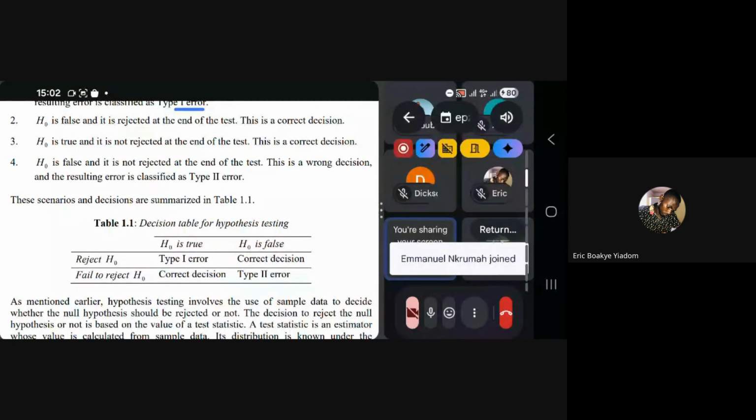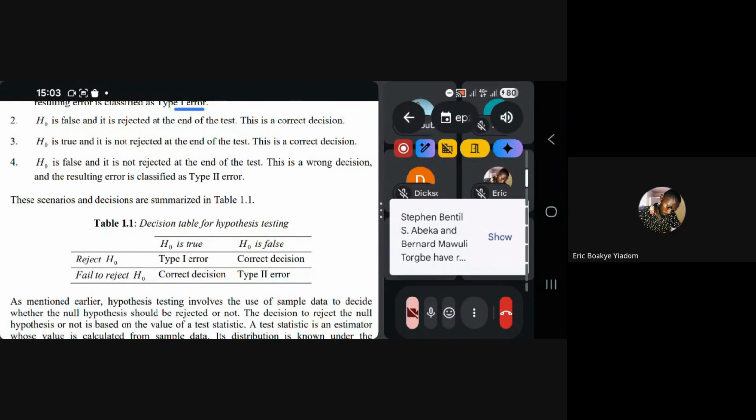Can we think of an example of the type 2 error, when the null is false and it is not rejected? Can you think of any real example?